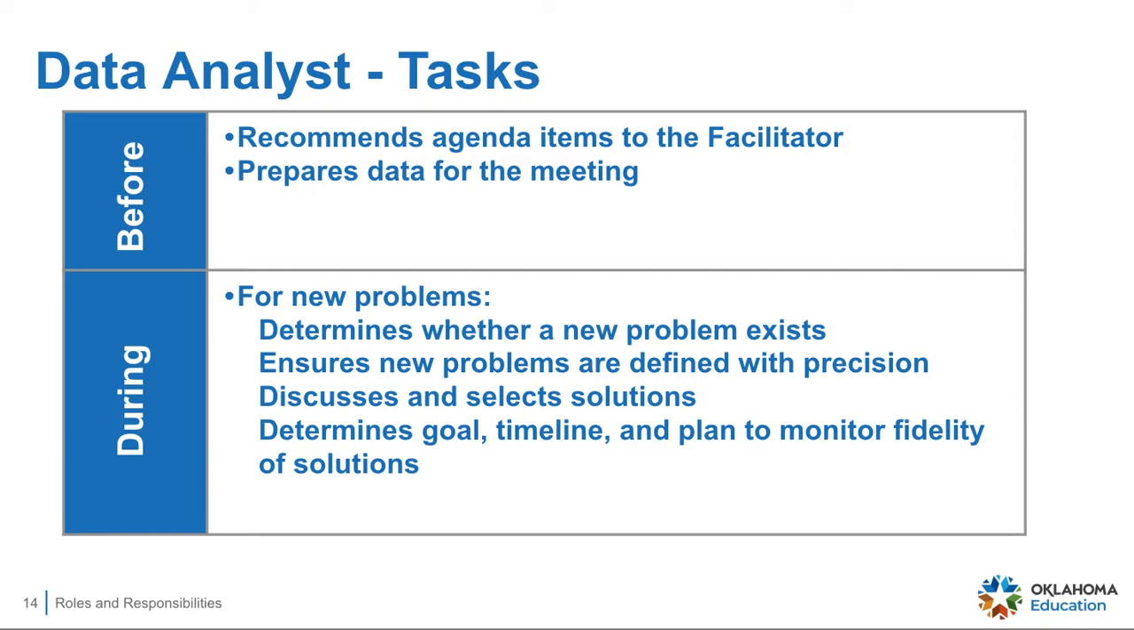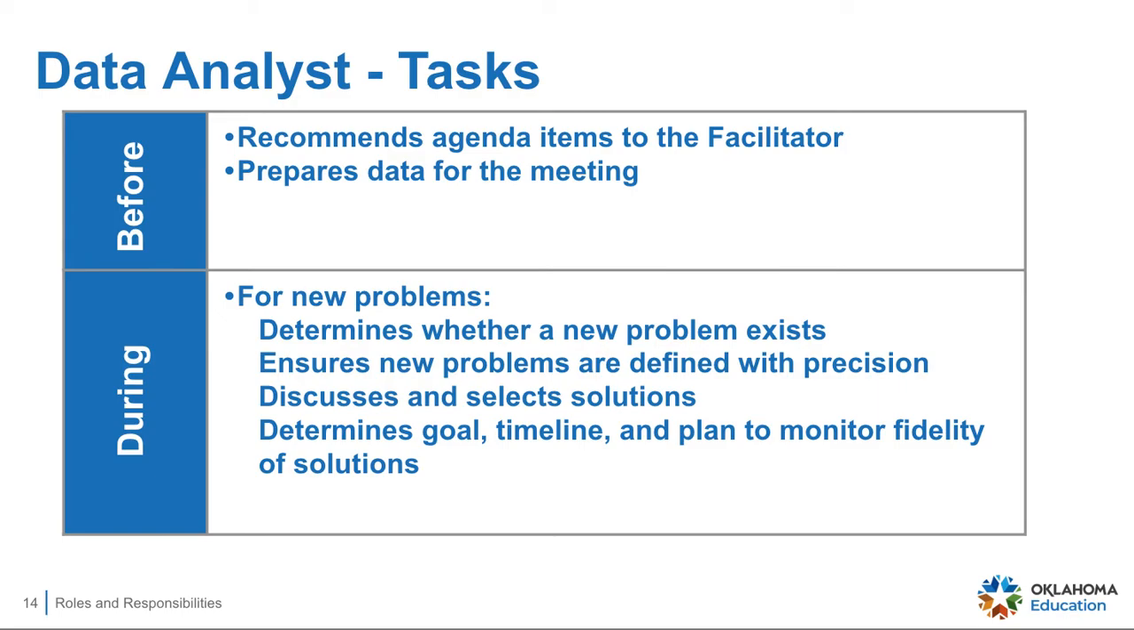The data analyst has some specific responsibilities that take place before and during the school climate team meeting. Before the meeting, the data analyst, like other team members, will recommend agenda items. The data analyst will also prepare the data for the meeting. They will use the data collected from the referral collection system. This could be the school's student information system, a Google form, or another system like Swiss from pbis.org.